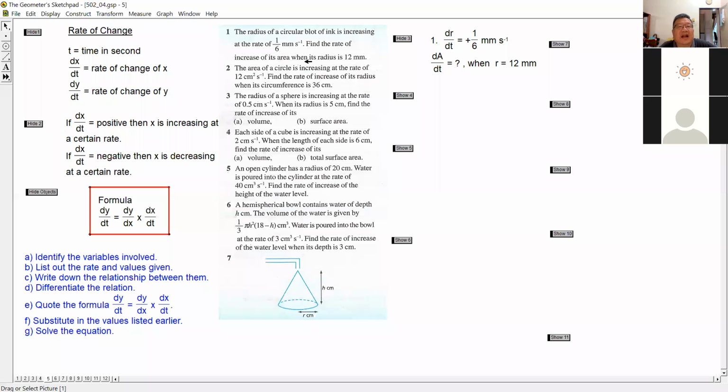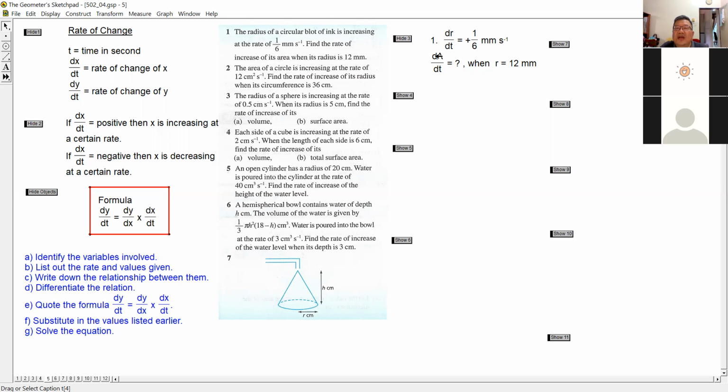Then another thing given is radius is 12 millimeter. So you write down r equals 12. Can you do these steps? Can or not? Yes, teacher. Now after listing out the rates and the values that are given to you, what is the next step? Differentiate. Write down the relationship first, then you differentiate the relationship.